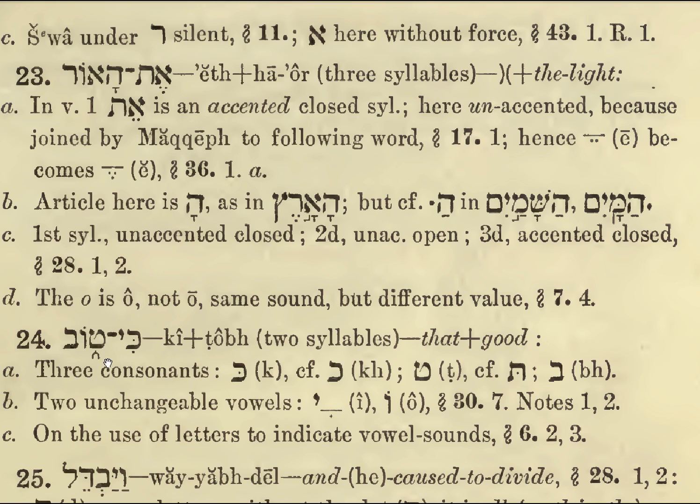Ki-tob. Two syllables. Ki-tob. That good. Three consonants. K. Without a dot, this is ch. And this difference is observed in the Spanish and Portuguese pronunciation. K, ch. This is t with the tongue touching further back in your mouth, not at the front like it normally does in English, but t.